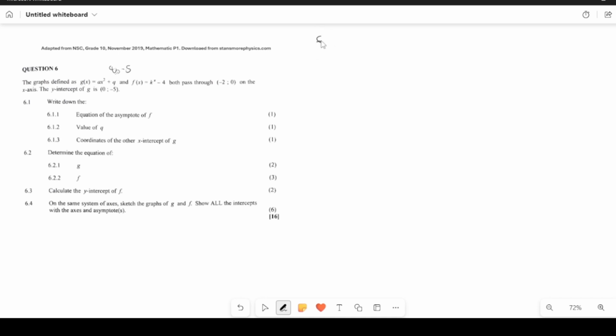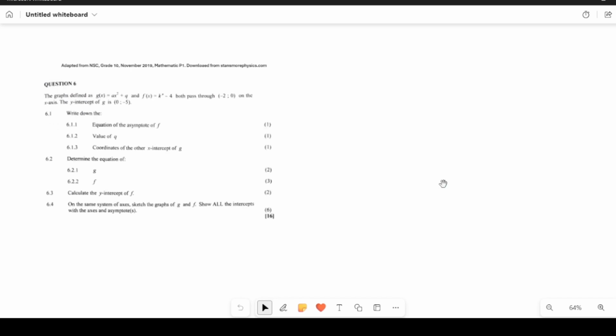So it's 6.1.1. Find the equation of the asymptote of f. So the asymptote of f is given by the q value. So therefore for 6.1.1, we can't say q in this case. The equation of the asymptote of f is y is equal to minus 4.